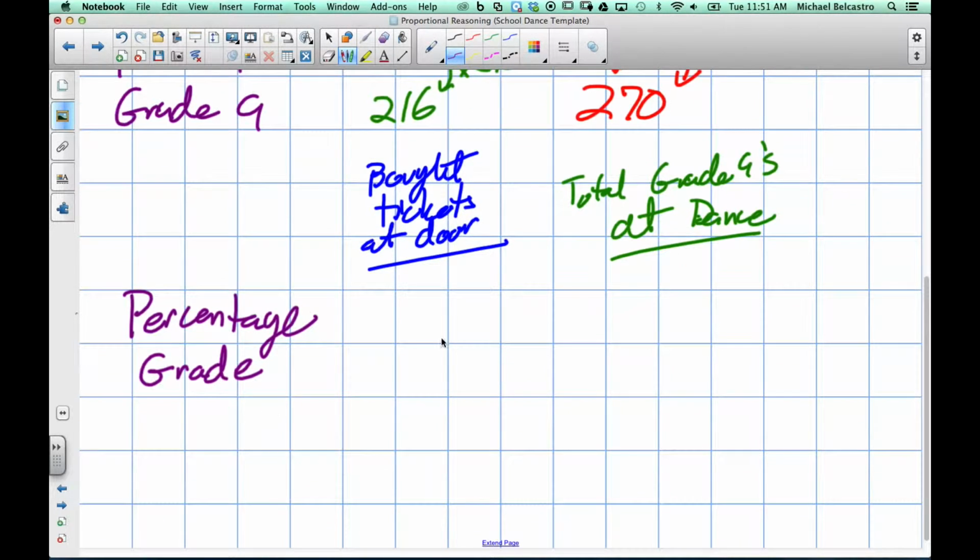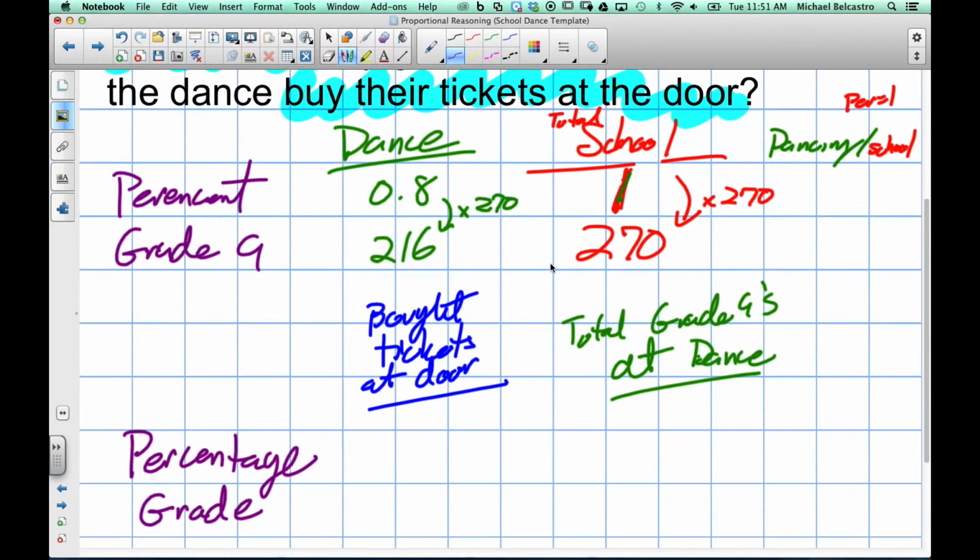Okay, so if we're going to think of this as a unit rate again, we want to think of it as how many tickets bought at the door, per grade 9 as a percentage. Per grade 9, okay? So per referring to the value of 1. So we need this to be a value of 1 here, okay? So of the total grade 9s who attend the dance, okay, so the 100% of the grade 9s, and we know there's 216 of them, the 100% of them, okay, what percent bought tickets at the door? Well, we actually already know this.